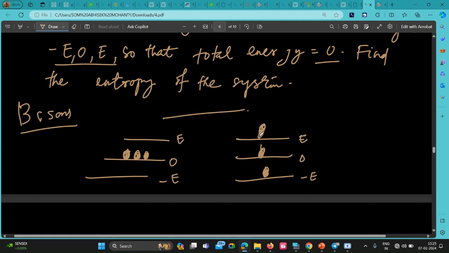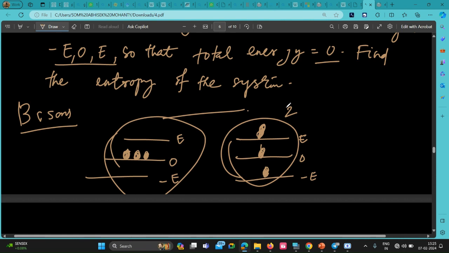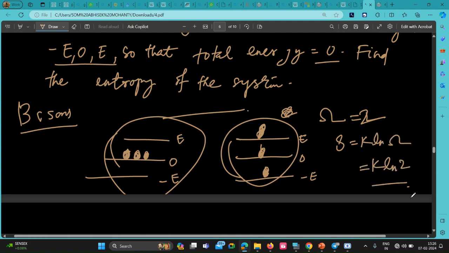Why am I doing this? Because bosons are indistinguishable, and we cannot distinguish them, so we have to give the symbols like this. So there are totally two states. This is one, this is two. So the number of microstates is 2. Okay, so entropy will be k ln omega, that is k ln 2.